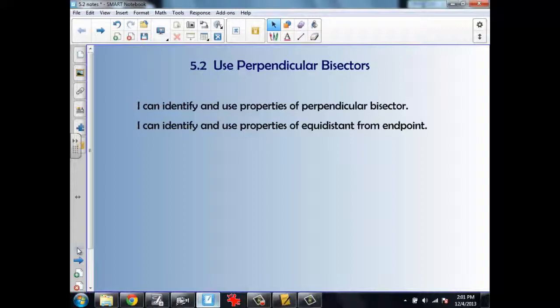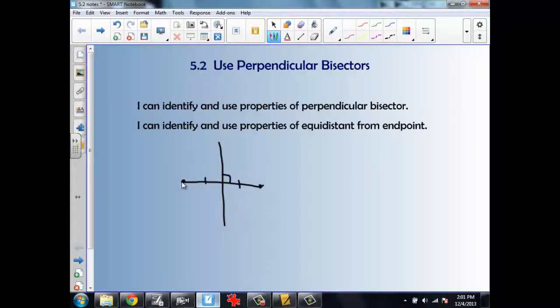What's bisector mean? It's like you have a line segment here. A perpendicular bisector, it's perpendicular to it and it bisects it. So it's like bisecting another segment or another line or another ray. And if I say equidistant, what do you think equidistant would mean? Equal distance, right? The same length, equal distance.